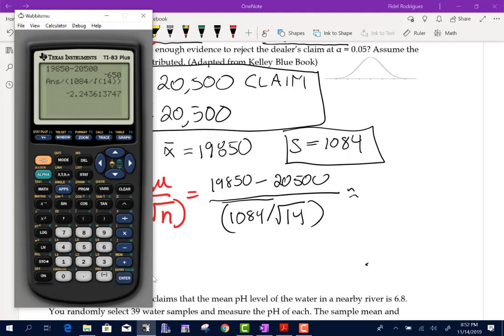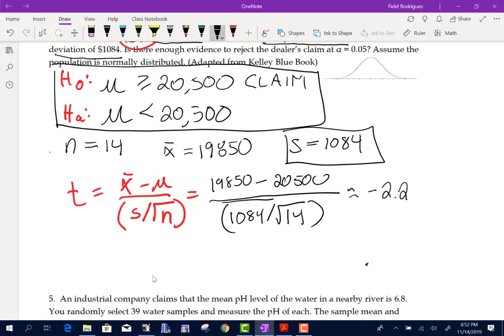Anywho, hit enter. Guys, I'm going to write down 3 numbers here. I'm going to go 3 decimal places. So everybody agree, negative 2.244? Okay, so negative 2.244. Okay. This is my t value, right? Sorry, I had a little brain glitch there.